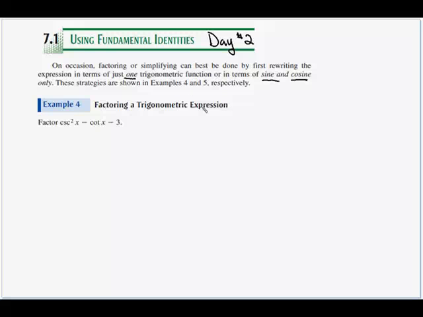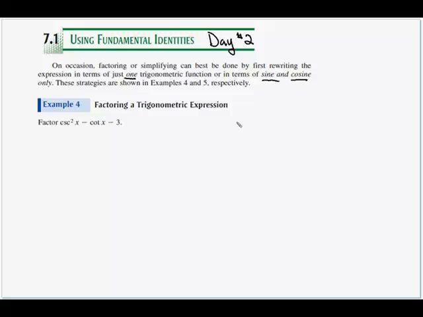So in example 4, we want to factor this trig expression: cosecant squared of x minus cotangent of x minus 3. Usually we'd like to see something like x squared minus x minus 3, which we could factor. But here, cosecant and cotangent are different, so that would be like x squared minus y minus 3. We can't factor it until we get everything in terms of a single trig function.